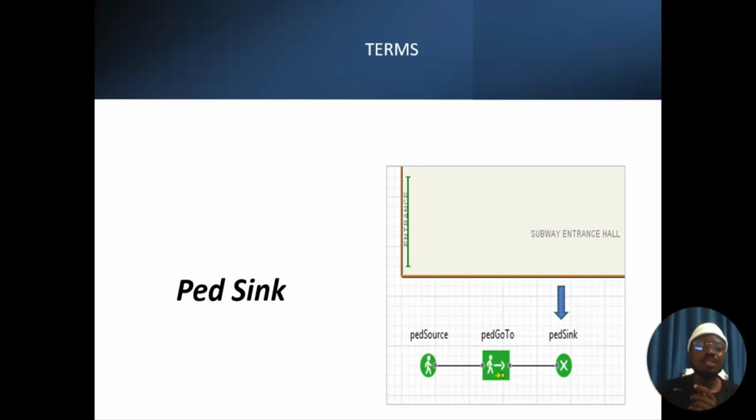So the ped sync represents the point or the area in the simulation where the pedestrians can leave or exit the model environment. When they get to the point of the ped exit, that is when they have completed their journey task within the simulation. So whatever task the pedestrian wants to perform, either buying the ticket or using the information display, when all these things are done and they are exiting the simulation model, that is when we introduce the ped sync, which is more like a means of exit out of the model or the environment.